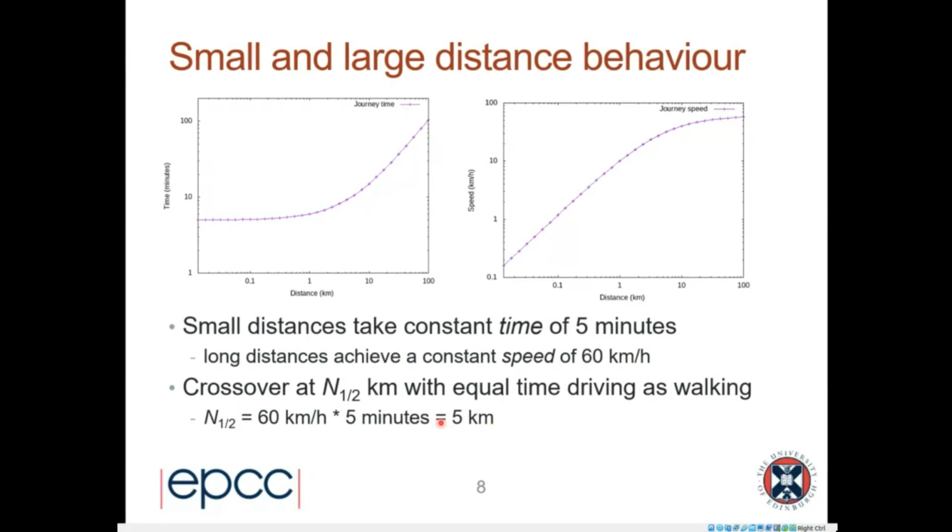In other words, if I go less than 5 kilometers, I spend more time walking to the garage than I do driving, and I'm dominated by that. I'm in the small message region, where effectively it's a constant time of 5 minutes. But for large journeys, much bigger than 5 kilometers, I'll be achieving a constant speed of 60 kilometers an hour. So that's just an analogy. Car latency, 60 kilometers an hour, small or large distance.